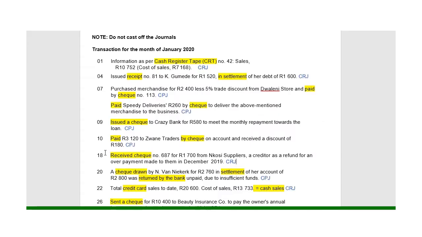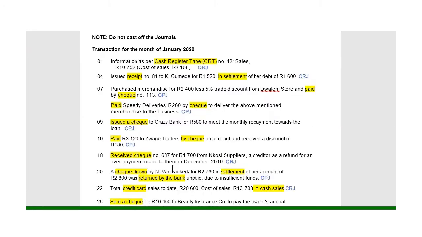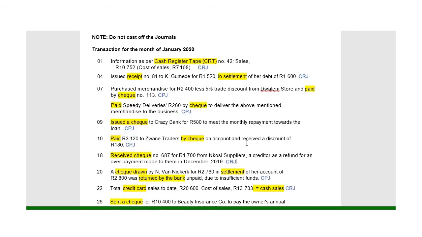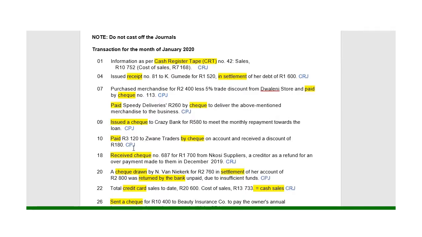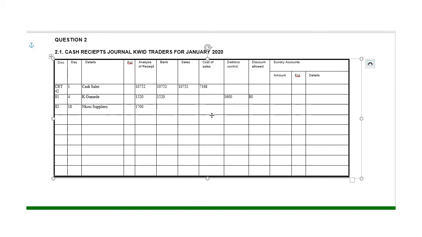So 82, and the date was the 18th. Who am I receiving it from? Nkosi Suppliers. What is the amount that they gave me? Where is it? 1,700. Just check before I put it in bank. Is there nothing else on the 18th? No. So the total for the 18th is 1,700.